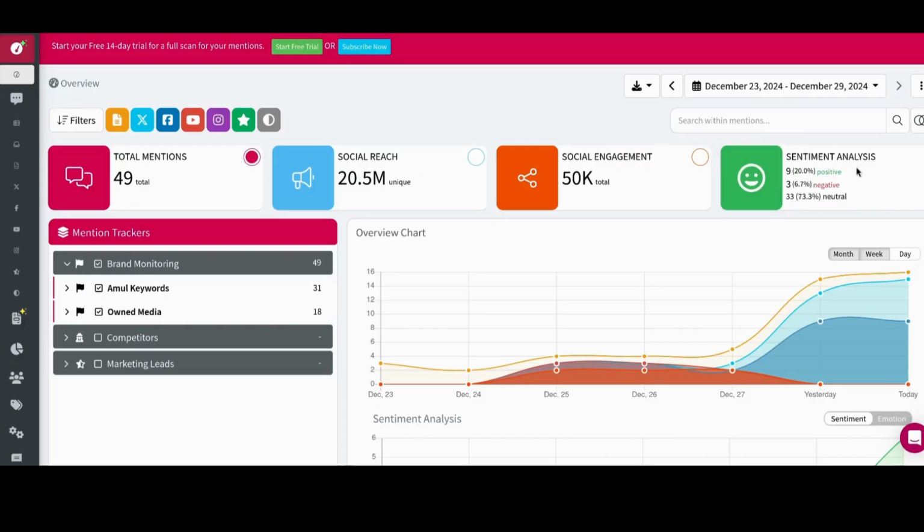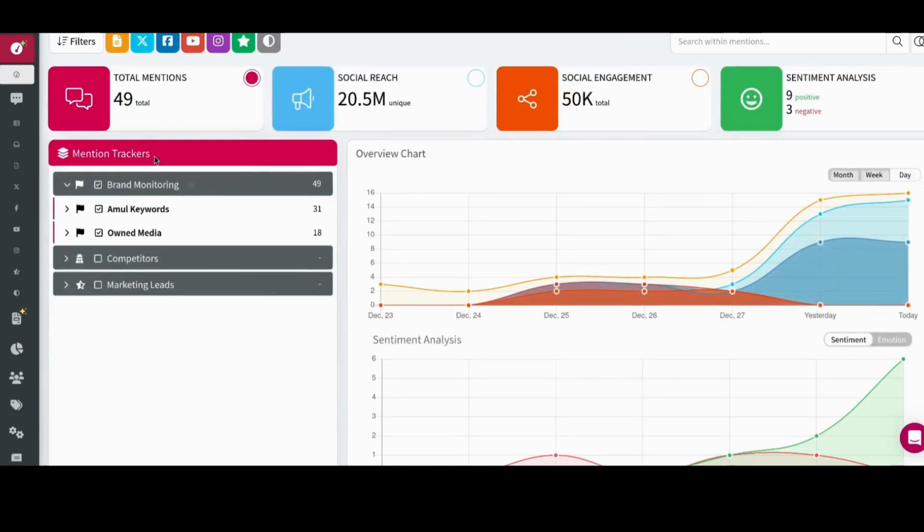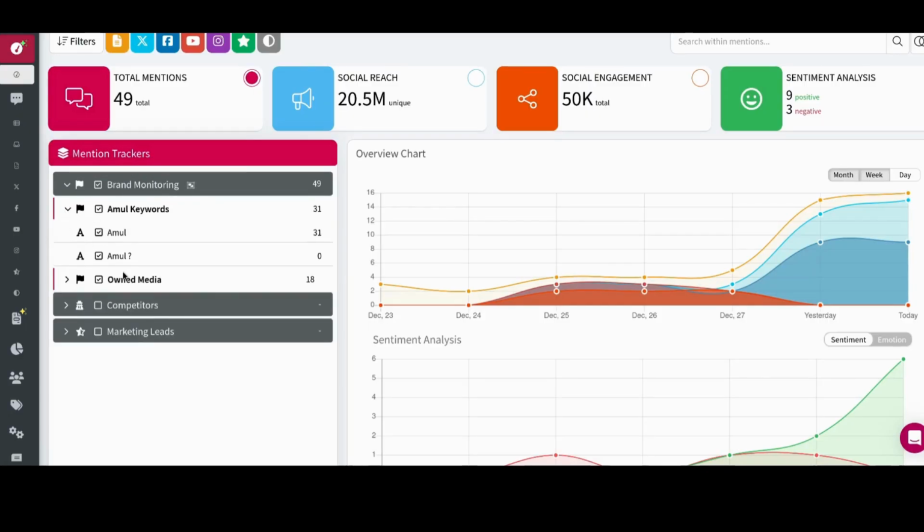Next is sentiment analysis, which will be divided into three categories: positive, negative, neutral. Over here we have the brand mention trackers, which is brand monitoring, and the keywords used for Amul. So we can put our own keywords. We have just put the keyword Amul here, on the basis of which all these analyses are running.